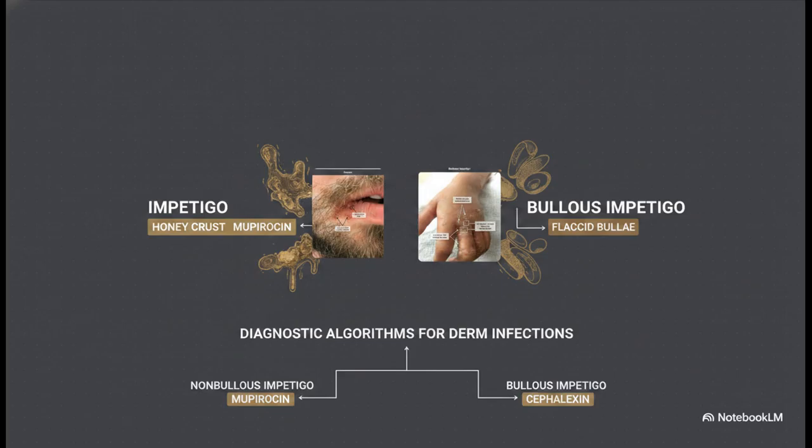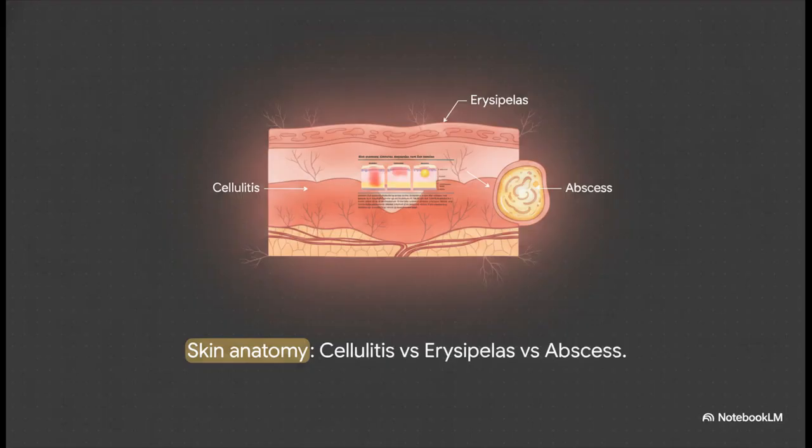On the flip side, those flaccid bullae filled with yellow fluid, along with the collarette scale where older bullae have already ruptured, that's your bullous form. Locking in this visual difference is exactly how you'll know when to pivot from mupirocin straight to cephalexin on the exam. Now, getting into the skin layers, this brilliantly illustrates the depth difference, which is honestly the golden key to differentiating erysipelas from cellulitis and an abscess.